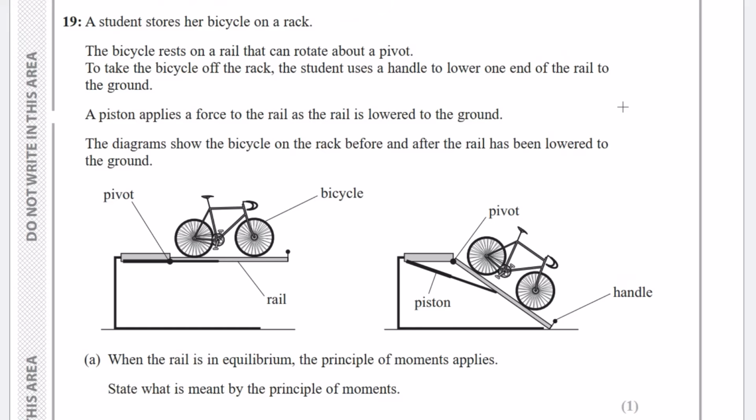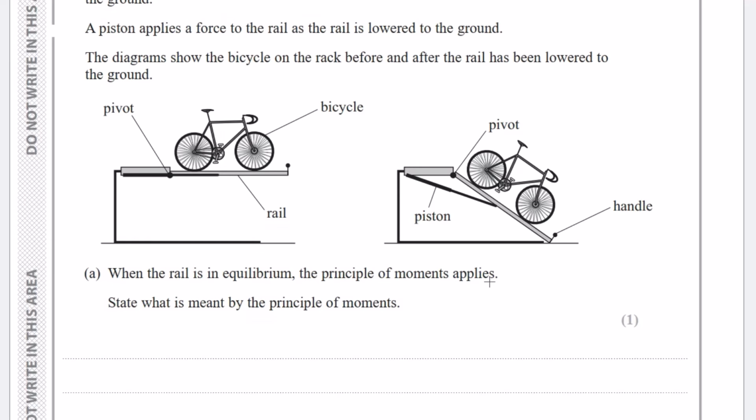The next question, that is 19, says a student stores her bicycle on a rack. The bicycle rests on a rail that can rotate about a pivot. This is the pivot. Check this out. To take the bicycle off the rack, the student uses a handle to lower one of the ends of the rail to the ground. A piston applies a force to the rail as the rail is lowered to the ground. So this is the piston that applies the force. Fine. The diagram shows the bicycle on the rack before and after the rail has been lowered to the ground.